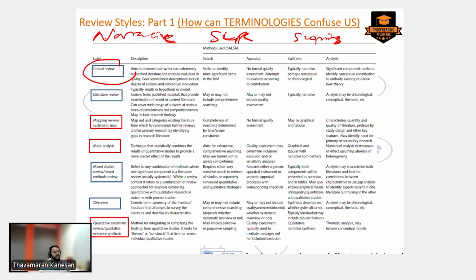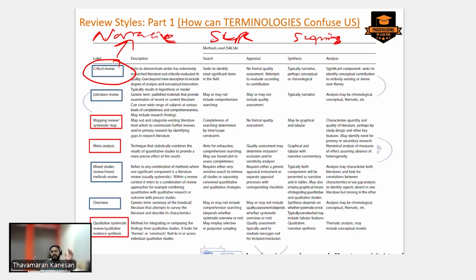Now, the blue ones are all narrative. Okay. Ignore them. Don't write narrative review. Narrative review is the one that you write in your chapter 2 of your thesis or proposal. Your normal literature review, right? That is called narrative review. There are no rules to follow. There is no protocol to follow. There is no methodology. You can do whatever you want.